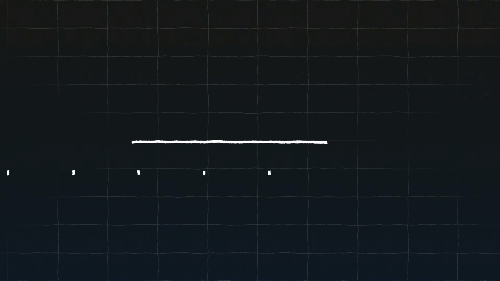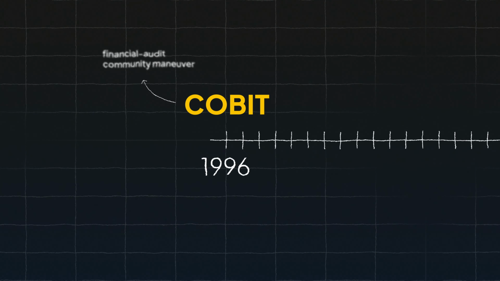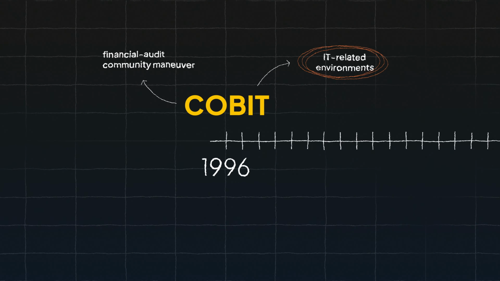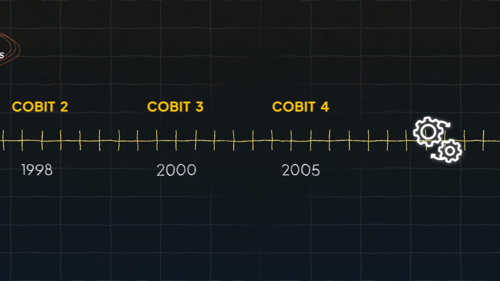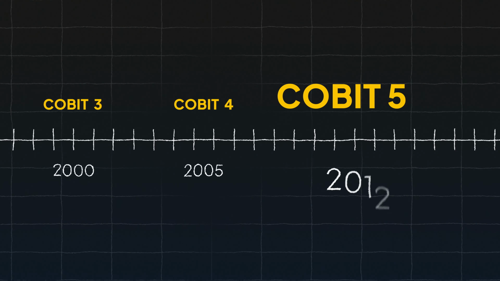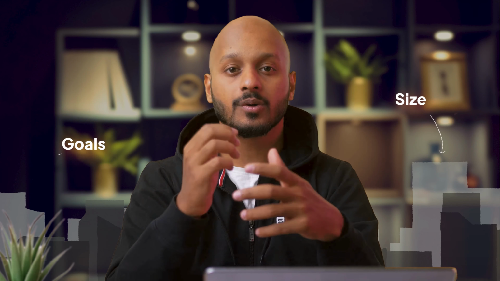COBIT was created by ISACA, the Information Systems Audit and Control Association, which is a non-profit that creates guidance, resources, and certifications for IT governance professionals. COBIT was released nearly 3 decades ago in 1996, and while the original version was built to help the financial audit community maneuver in IT-related environments, in the years since, the framework has gone through several significant updates. The two most recent updates were COBIT 5, launched in 2013, and COBIT 2019. We discussed the implications of the update in another video, top right corner, but as a quick summary, the 2019 update made the framework a more generic, comprehensive, and flexible tool that can be used by all enterprises regardless of their size or immediate goals.